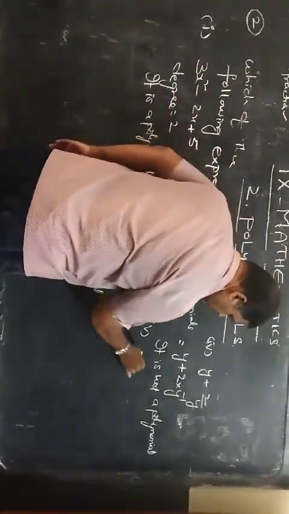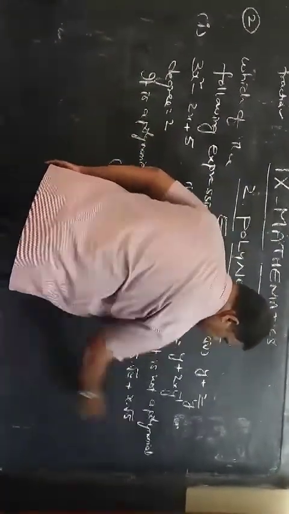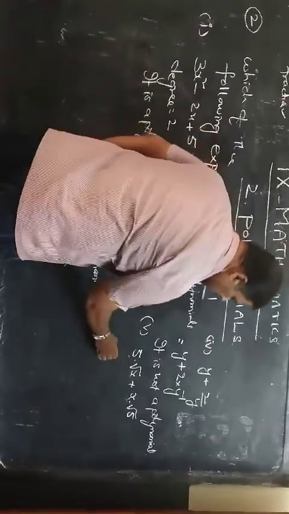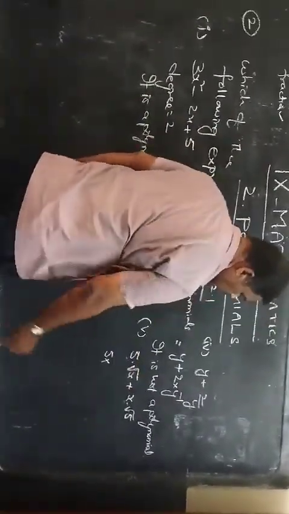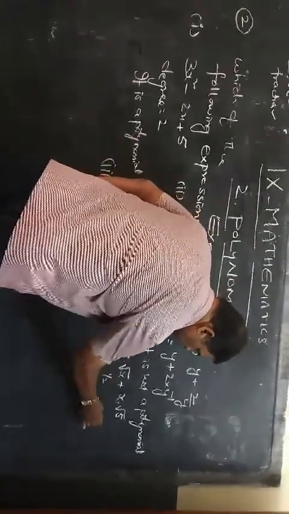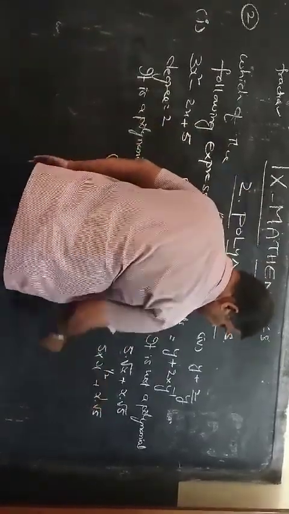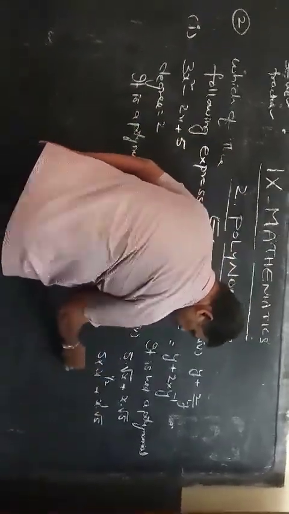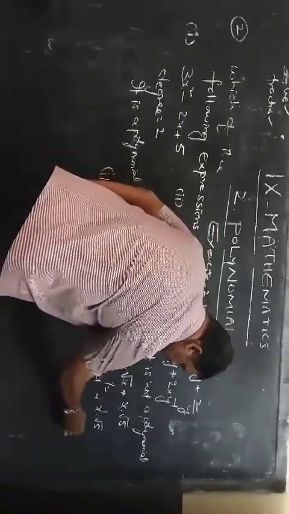Next one, 5 root x plus x root 5. Here variable power is root, therefore root means power is 1 by 2. Here root 5, variable power is 1. If the variable power is a fraction, then it is not a polynomial. So we can conclude it is not a polynomial.